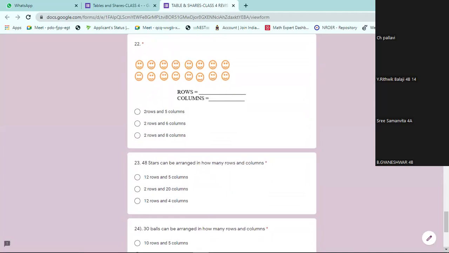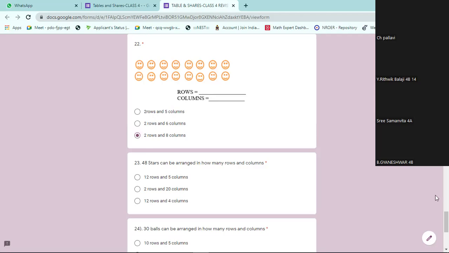22nd question. Smileys are there. How many rows? How many columns? Easily you can see only 2 rows are there. But in the answers, all options have 2 rows. So count the columns carefully. 1, 2, 3, 4, 5, 6, 7, 8. 2 rows and 8 columns are there.